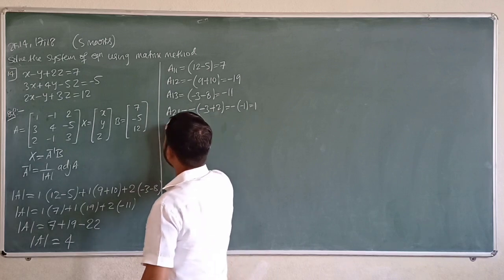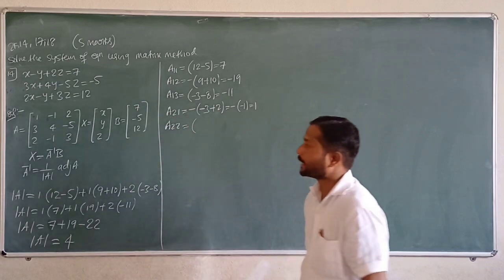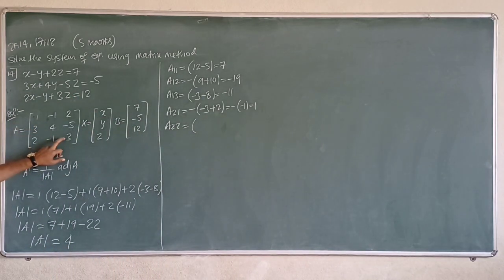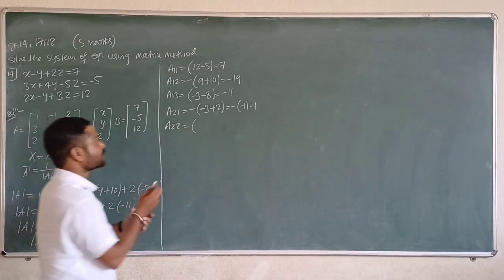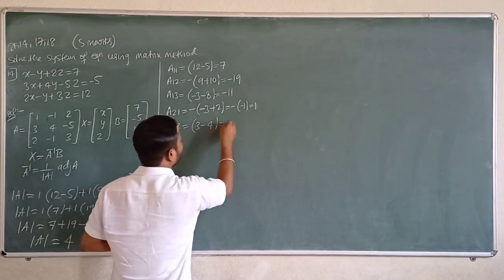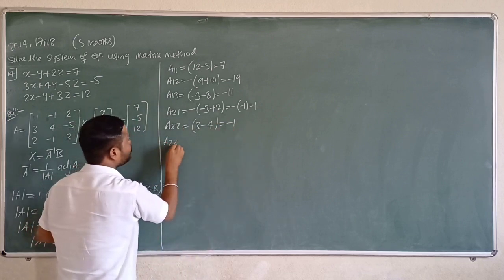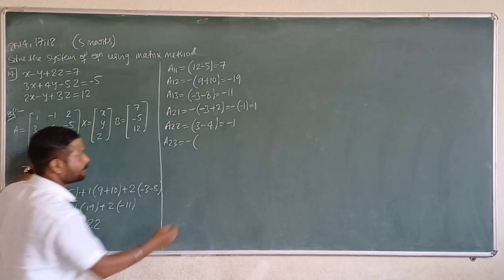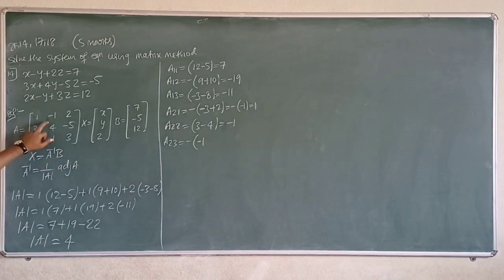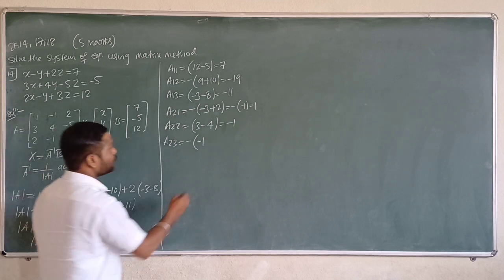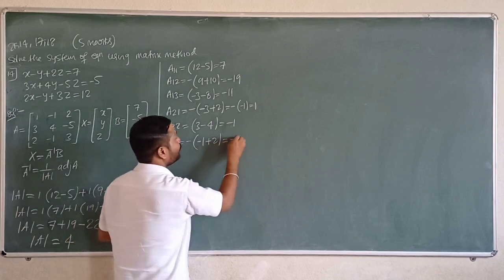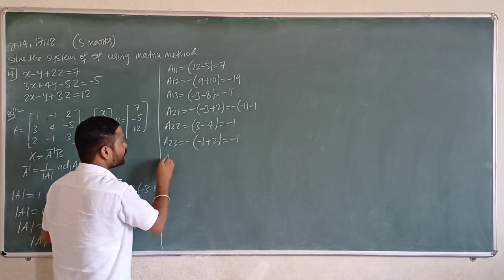Right. Take up A22. A22 is positive. Delete second row, second column. Then the corner elements are there. 1 3s are 3, minus 2 2s are 4. 3 minus 4 means minus 1. Right. Take A23. Is A23 positive or negative? Negative. Delete second row, third column. 1 into minus 1 is minus 1. Plus into minus minus, minus into minus plus, 2 1s are 2. Which 2? Plus 2. See here, 2 minus 1 is 1. Which one? Minus 1. Right. Next, A31.